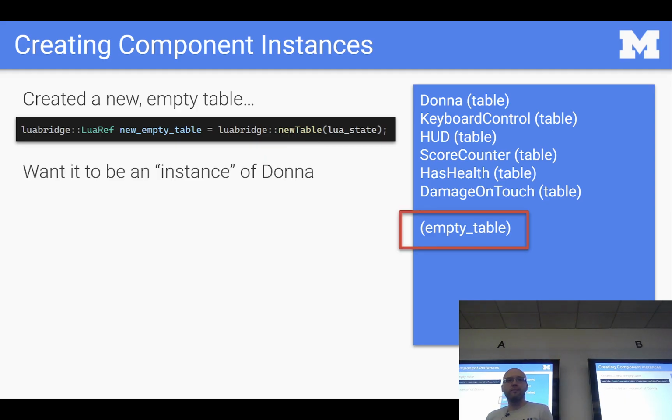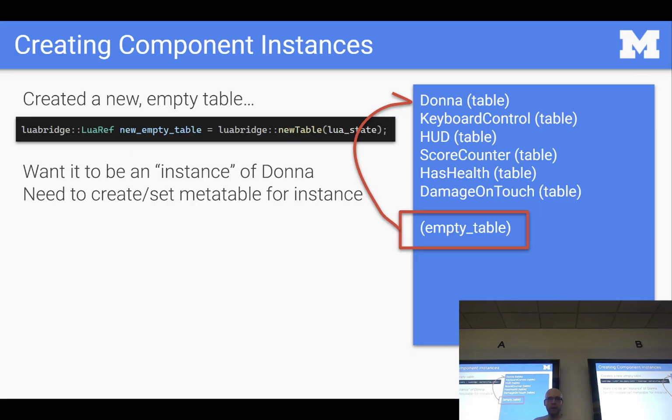This empty table, we want to be an instance of Donna, let's say. This is going to be a component. It's going to be a Donna component. It's going to be an instance of the Donna component type. So what we're going to do is have this new empty table inherit from this Donna table, and that is actually going to be what creates the instance style behavior that we want.